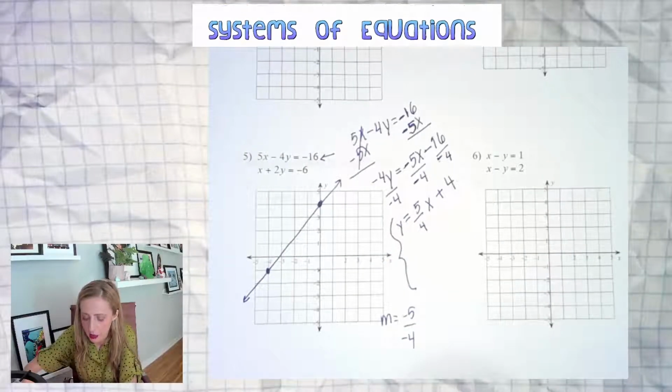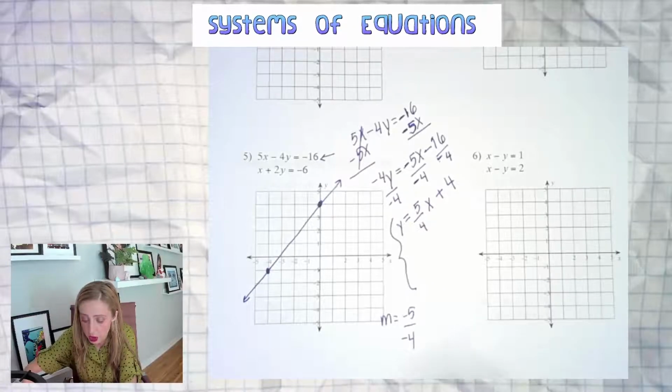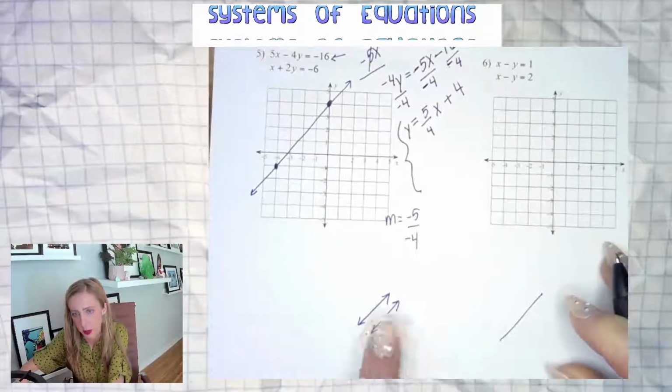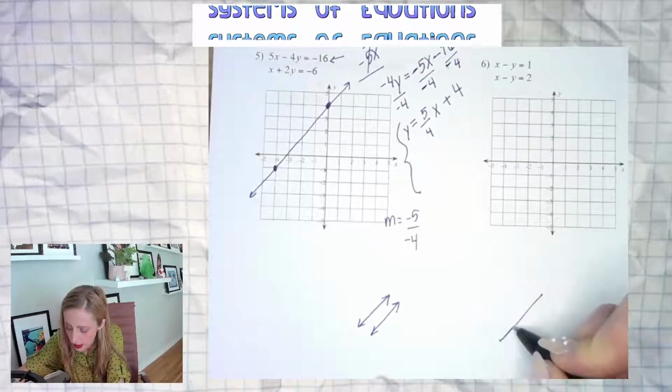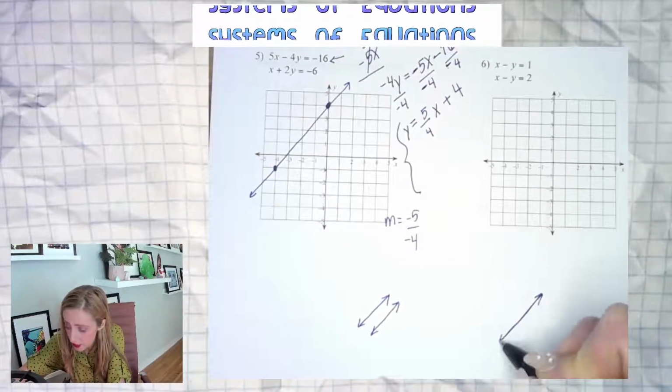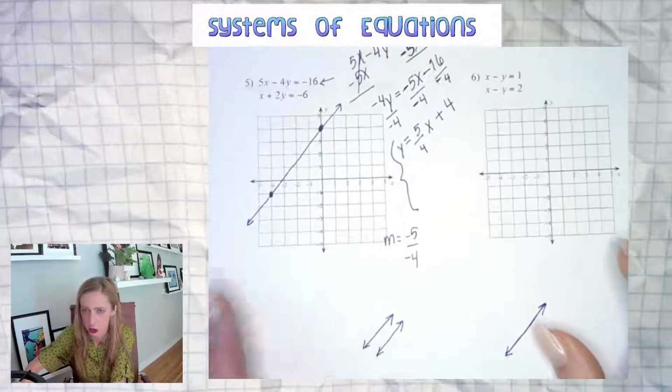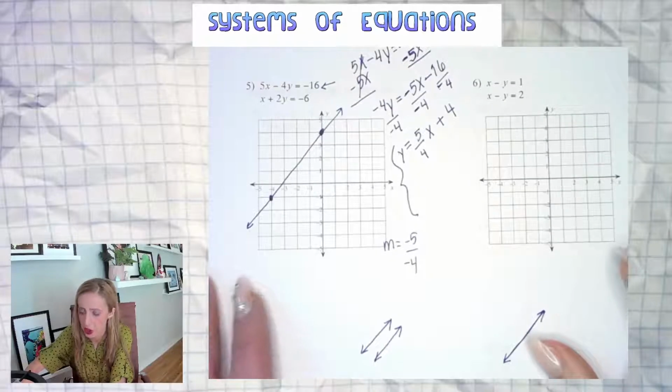Remember, if you graph and you get parallel lines, your solution is no solution. If you graph, oh, there's my little parallel lines. If you graph and you get a line and then the other one's the same line on top of it, your answer is not an ordered pair. You would just put infinite solutions, okay? So just be careful of that.